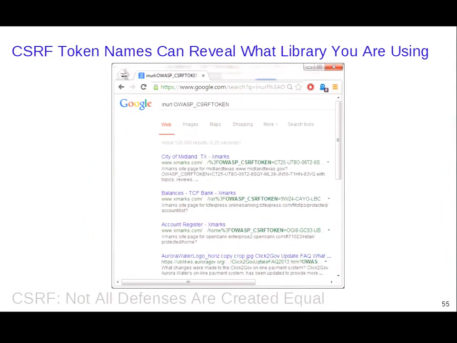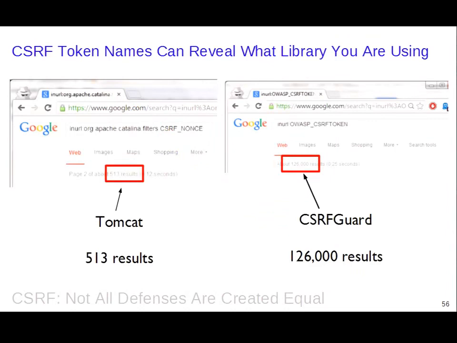So this is another example. You can Google the OWASP CSRF token. You can Google in URL OWASP CSRF token and see everyone who's using the OWASP CSRF Guard. And again, now the attacker knows exactly what's going on. And because this is an OWASP conference, I should mention, Tomcat gives you 500 results as of whenever I took the screenshot, and CSRF Guard is 126,000. So kudos, as I said, CSRF Guard was first. Kudos to the people who made that.